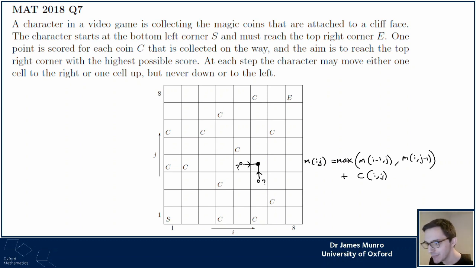Okay, so be greedy, take the maximum out of your 2 options of how you got to this point, and don't forget to add on 1, pick up the coin if there's a coin. Okay, that's my formula for m of ij. Something to do with the maximum from those possibilities, remembering to add 1.